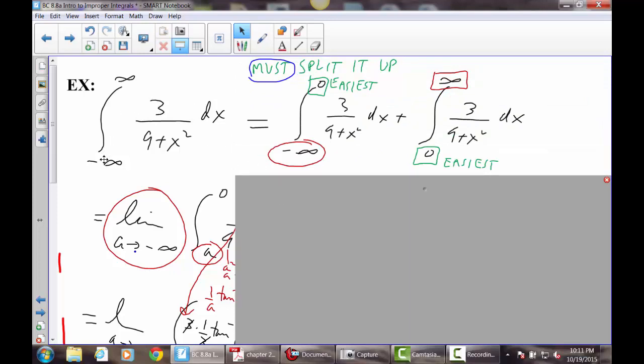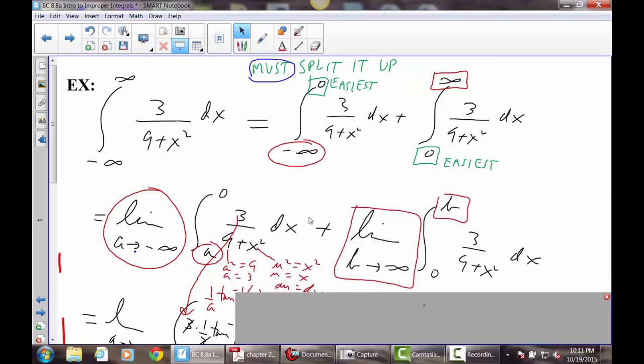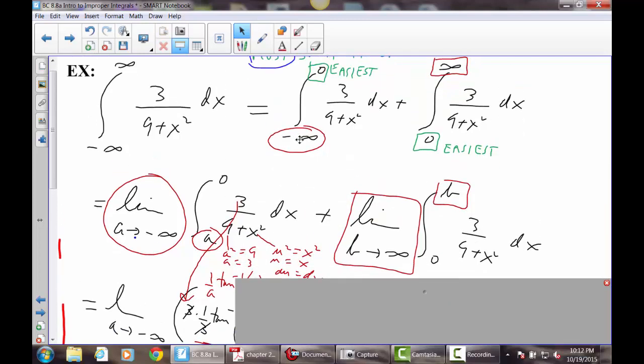Now, you could pick any real number between negative infinity and infinity, but 0 is the easiest. So you break it up from negative infinity to 0 plus 0 to infinity, and then each of those becomes a limit. So you replace negative infinity by a, you have a limit as a approaches negative infinity, then you write the rest of it down. Over here, I have to use a different letter now, so I'm going to use b. Limit as b goes to infinity.